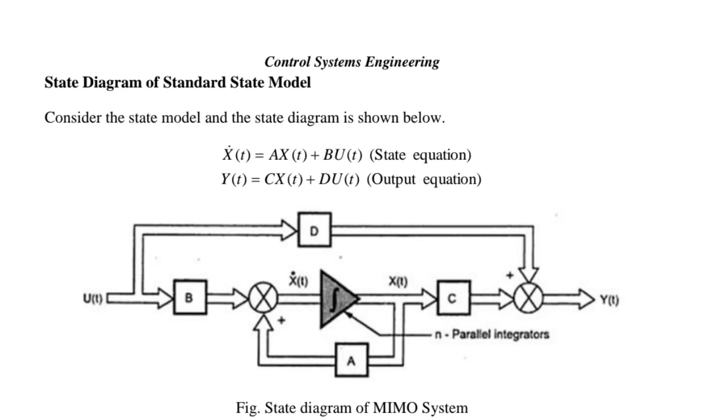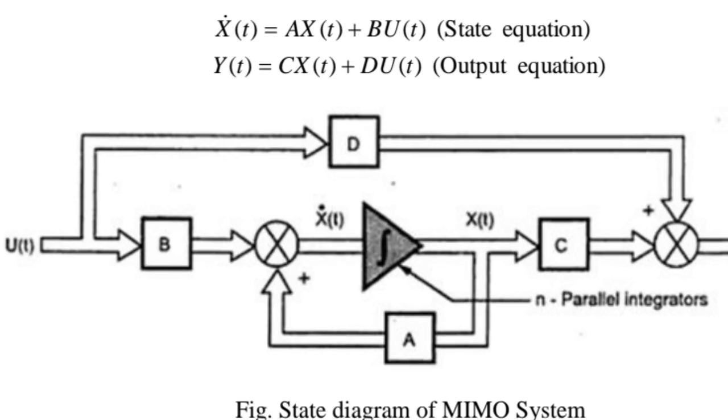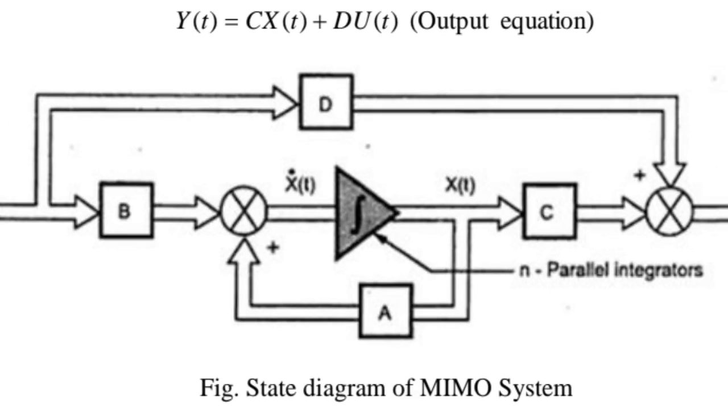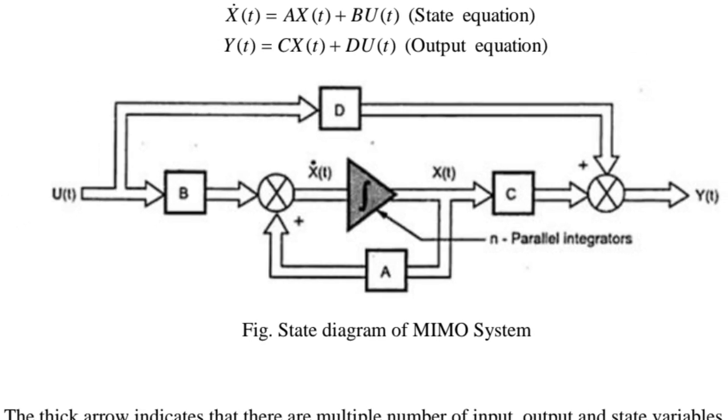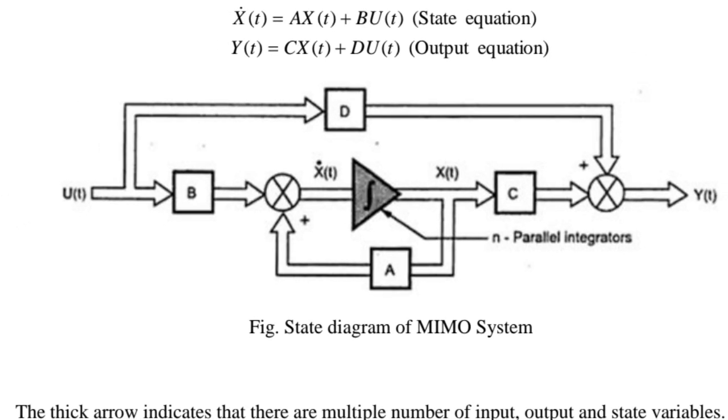the three components: scalars, adders, integrators. So in that diagram, see, the scalars are nothing but the quantitative values here, and the adders, in many places we are using adders here, and one more thing is the integrator. So here for the MIMO system we are using parallel integrators.